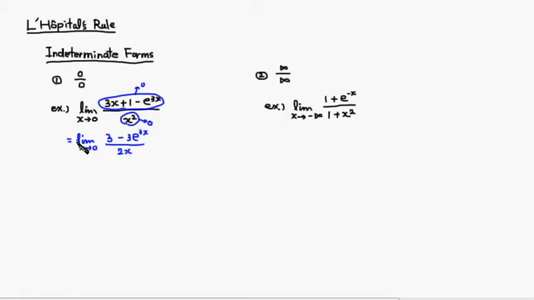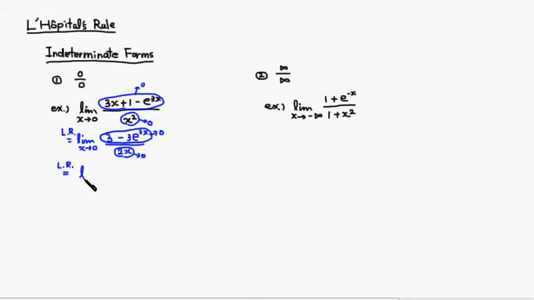Then plug in again. In this case, x goes to 0, so 2x is definitely going to 0. Then here, 3 minus 3 times e to the 0 is going to be 3 minus 3. So again, we have the numerator and the denominator going to 0. So there's no point of stopping, we can apply another L'Hopital's rule here.